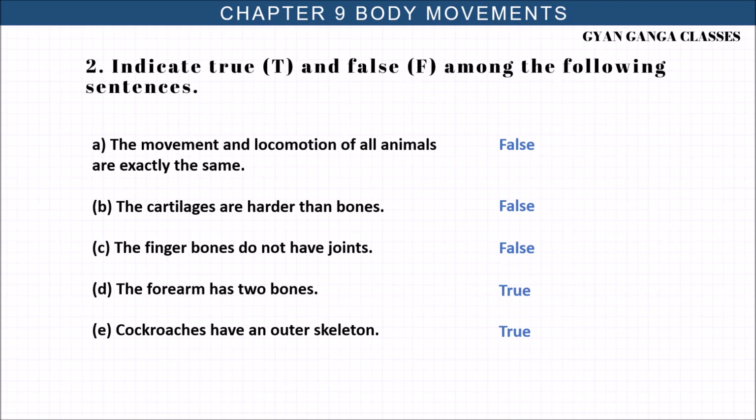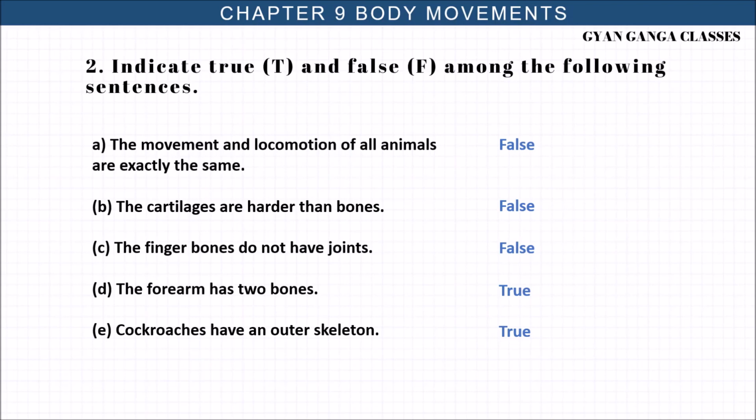Okay. Now indicate the true and false. The movement and locomotion of all animals are exactly same. False. हर movement अलग है. The cartilage are harder than bones. False. Cartilage are softer. The finger bones do not have joints. Again false. They have कौन सा joint? Comment करो नीचे. We have learnt in the last video. Fingers में कौन से joints होते हैं?